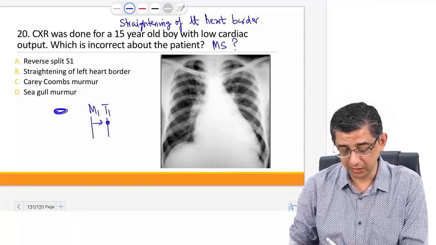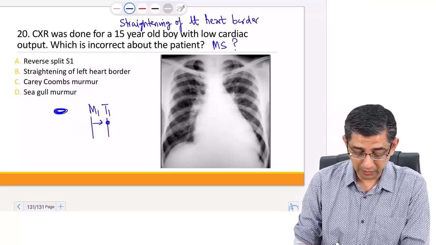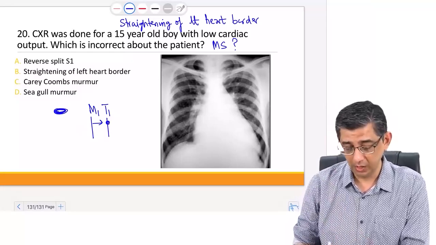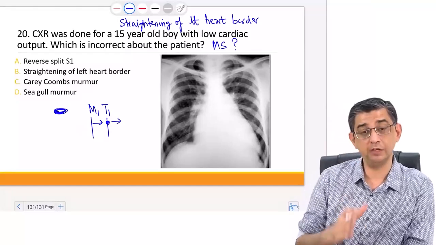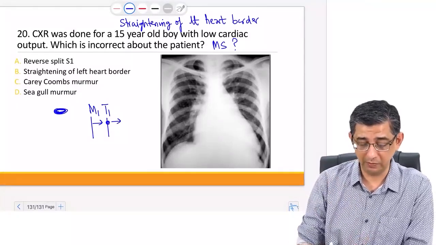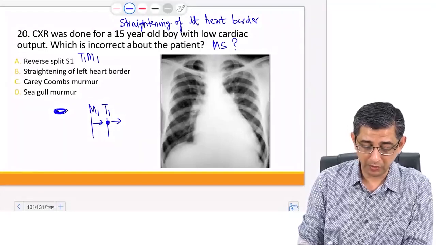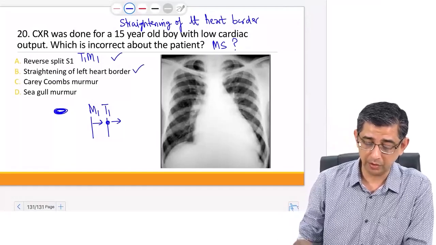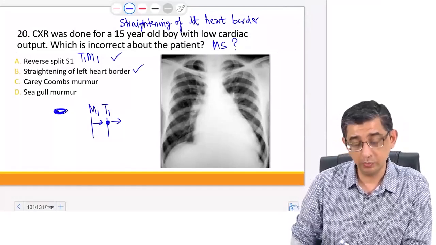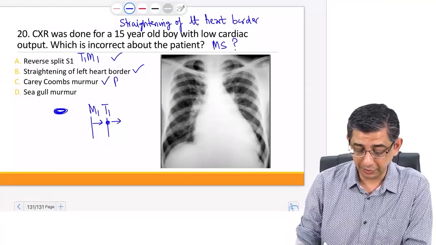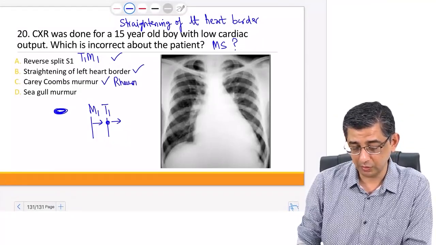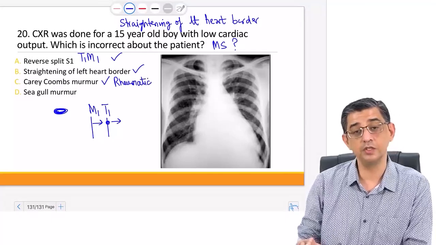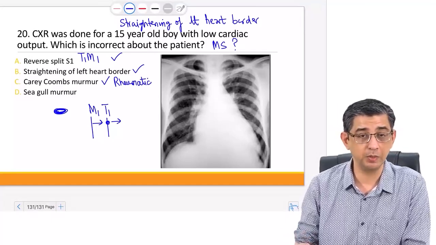So I'm going to call it a single S1. And if it's a progressive lesion, if the opening becomes more narrow, then there could be a possibility that the mitral valve will close after the tricuspid valve. That is what is written in option number 1, reverse splitting of the first heart sound. So this is correct. Straightening of the left heart border, I could pick it up. Carey Coombs murmur is the murmur seen in mitral stenosis. You very well know that rheumatic heart disease is the main reason behind Carey Coombs murmur.